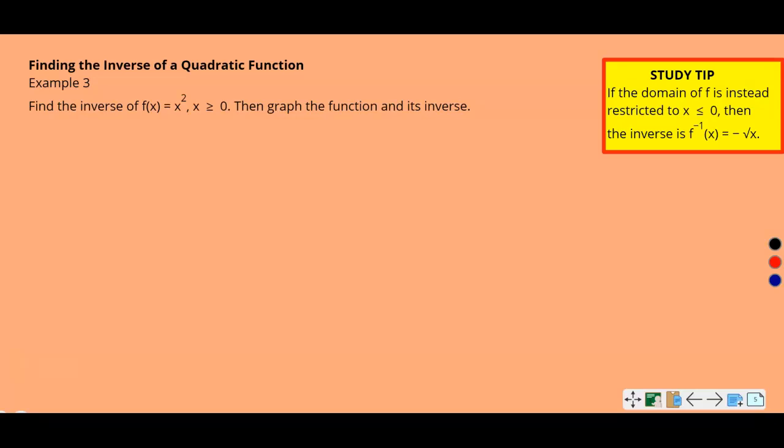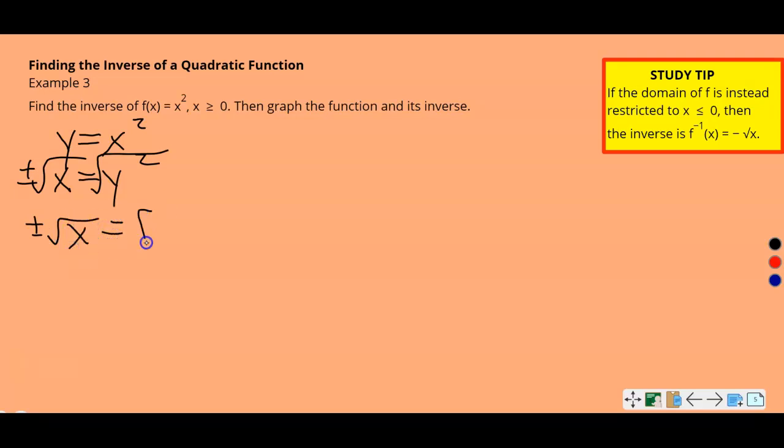Example 3, finding the inverse of a quadratic function. Find the inverse of f of x equals x squared for all x greater than or equal to 0. Then graph the function and its inverse. All right, so we're going to start by rewriting this as y equals x squared. And to find the inverse, we have to switch x and y. So we're going to have x equals y squared, and then solve for y. To solve for y, we have to take the square root to get rid of the squared term. So take the square root of both sides. So we're going to have plus or minus the square root of x equals f inverse of x.